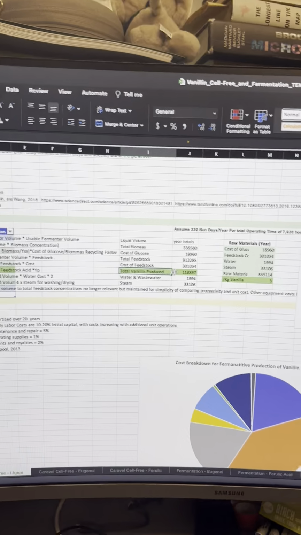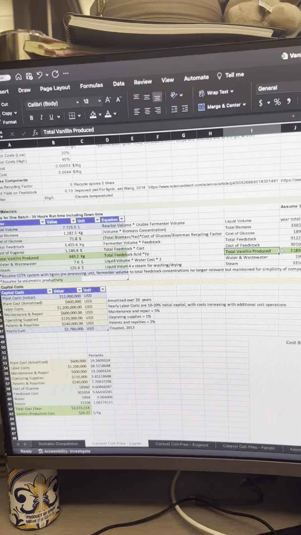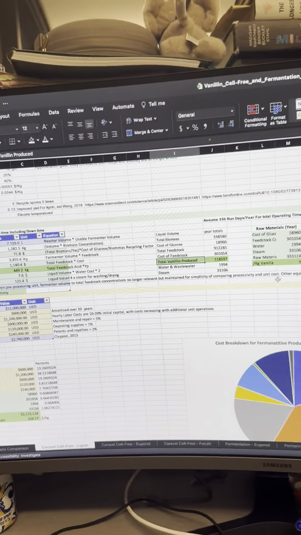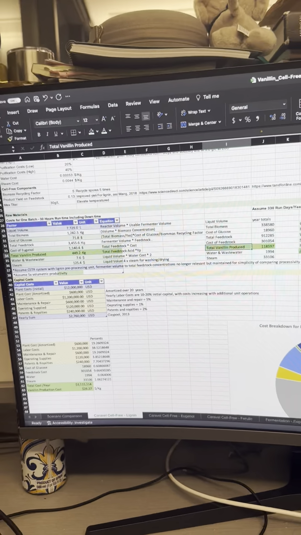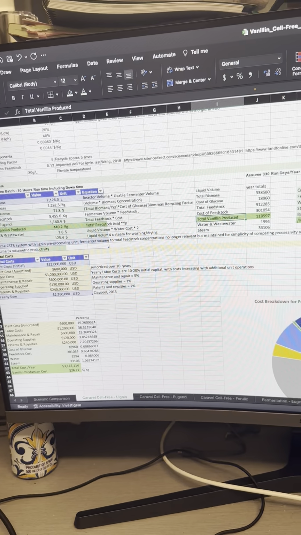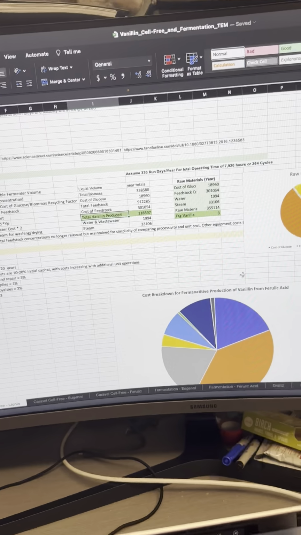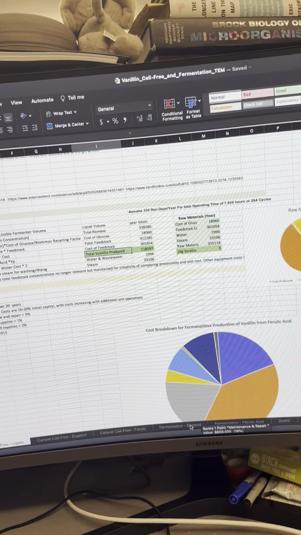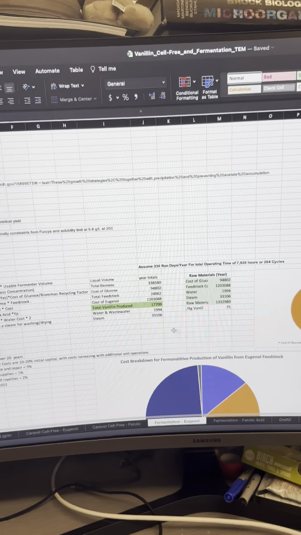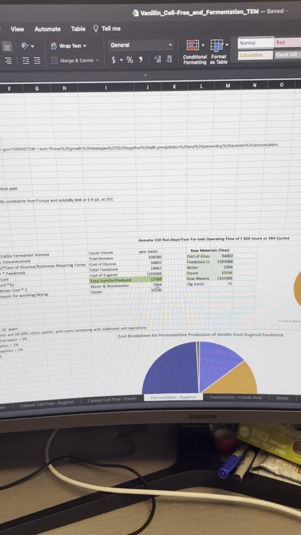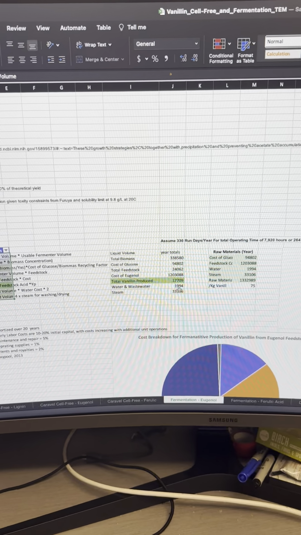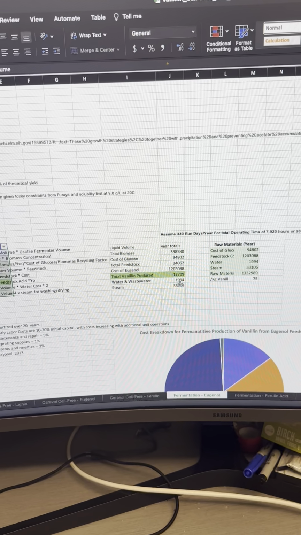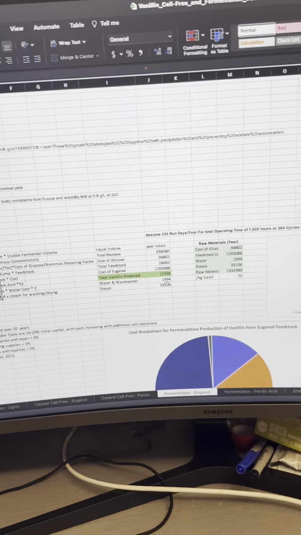Okay, so here's one of the important things. If we have 5x volumetric productivity, and we also can have higher titers, that means that for our investment in our factory, we're increasing how much vanillin we can make with the same amount of investment. So let's look at fermentation from eugenol. This is about 17,000 kilograms or 17 metric tons of vanillin. That's how much this theoretical plant could process.